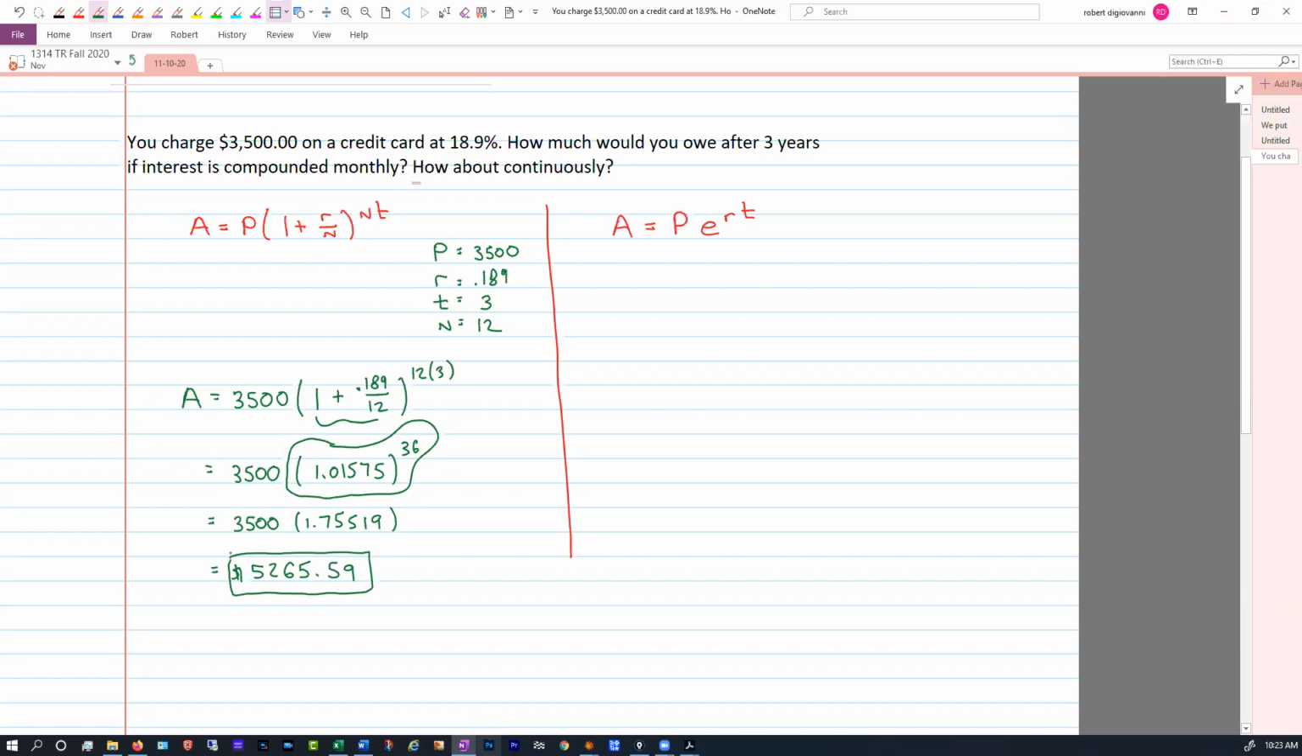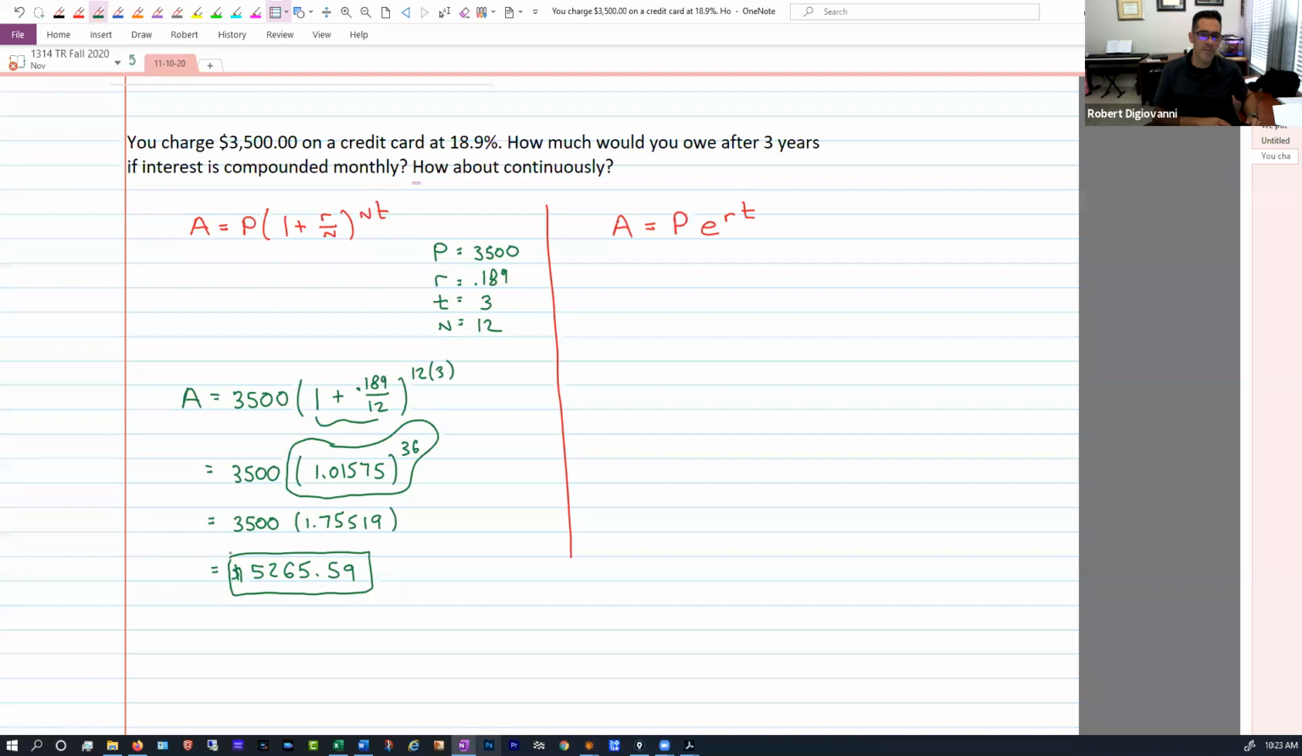Wow, that's a huge difference, isn't it? In 3 years, you went and charged $3,500. That was a great day. You were just buying all the stuff you wanted. But if you don't do anything about that money in 3 years, that's going to be all the way up to $5,200. That's growing pretty rapidly, and that's because your interest rate is just so high, right?